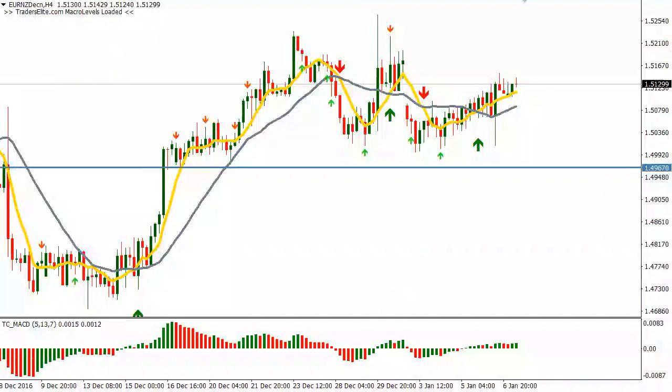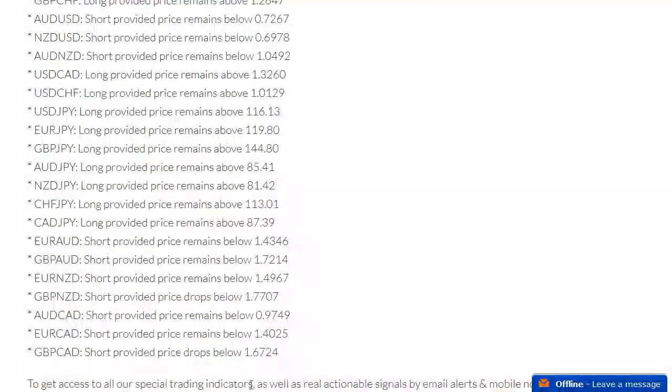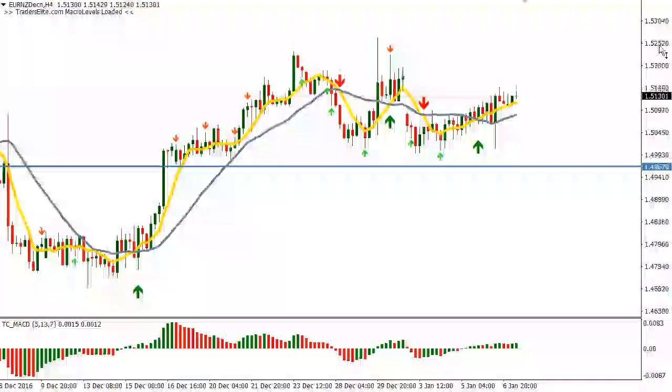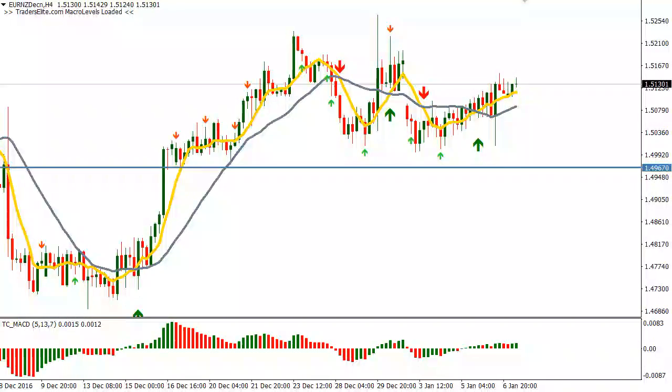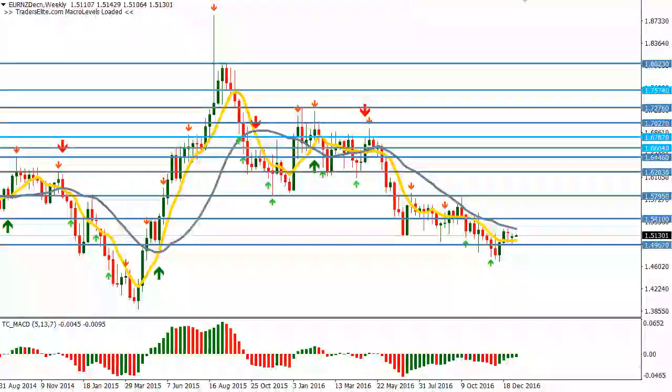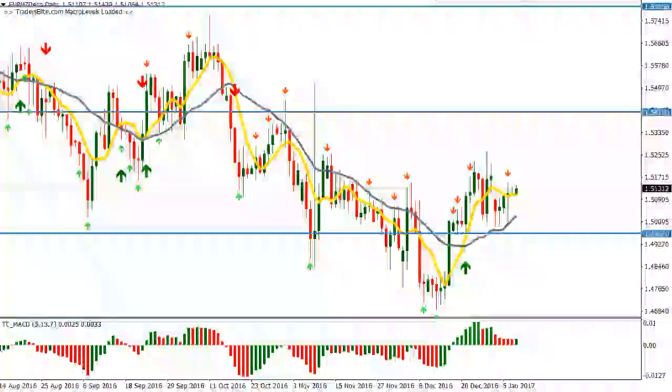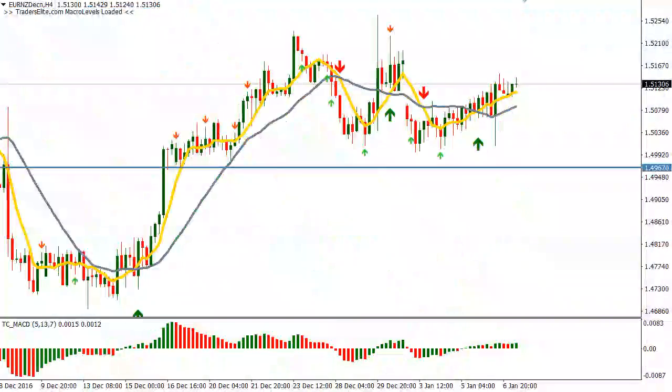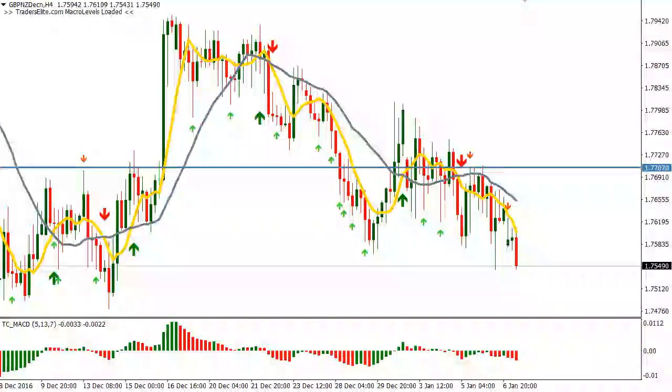Okay, Euro Kiwi, similar here. Euro Kiwi short provided price remains below 149.67. So it's stronger than the pound cross, but downward. Weekly, it's downward. Daily, a new daily chart trade setup has formed, and this one's a little tough, so I'd keep that one on the sidelines. Sorry, my mouth's getting all jumbled up.